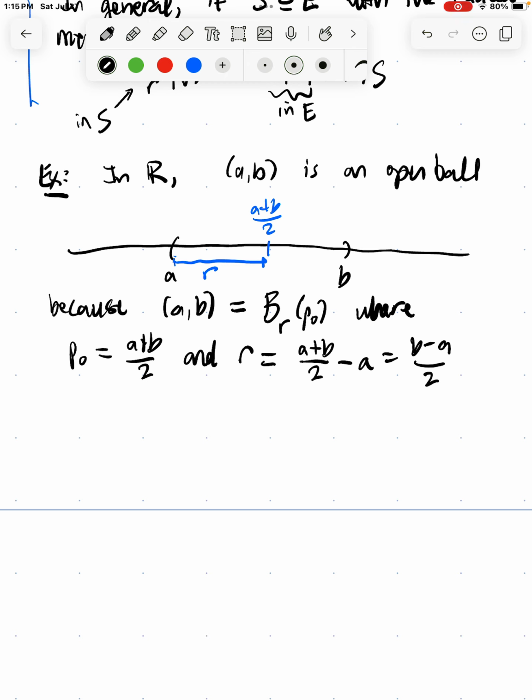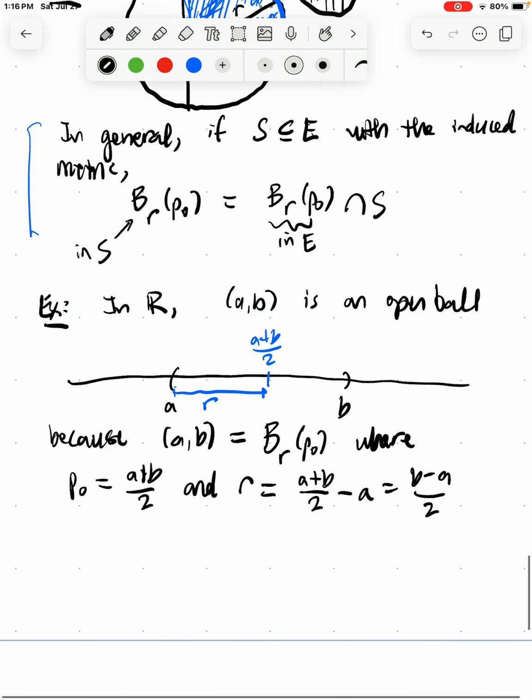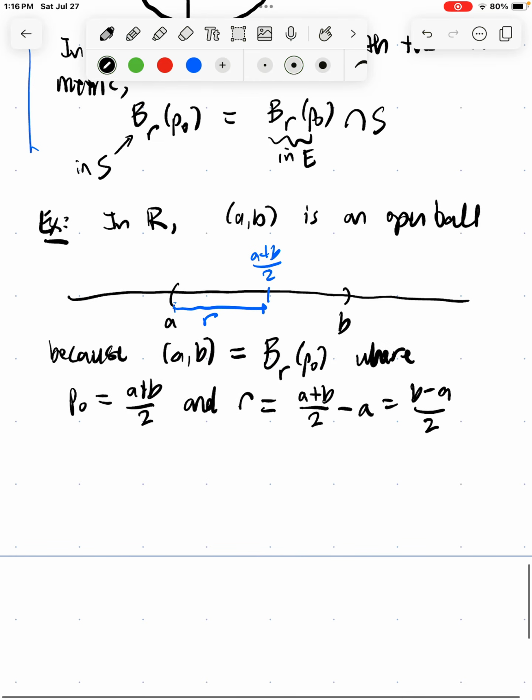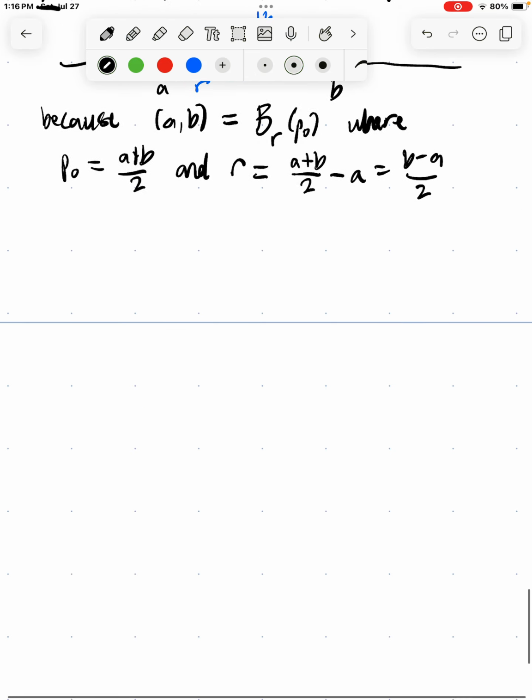And similarly, if you take a closed interval, then that is a closed ball with the same center and radius. So the notion of an open ball generalizes the notion of an open interval. That's an open ball and a closed ball. Now let's talk about open sets.